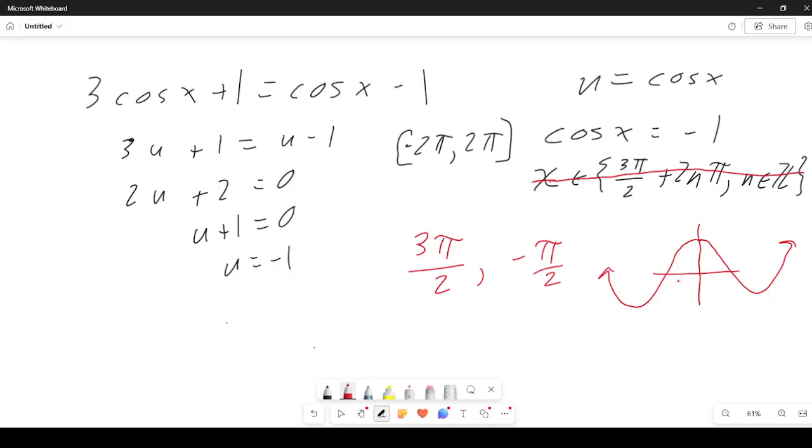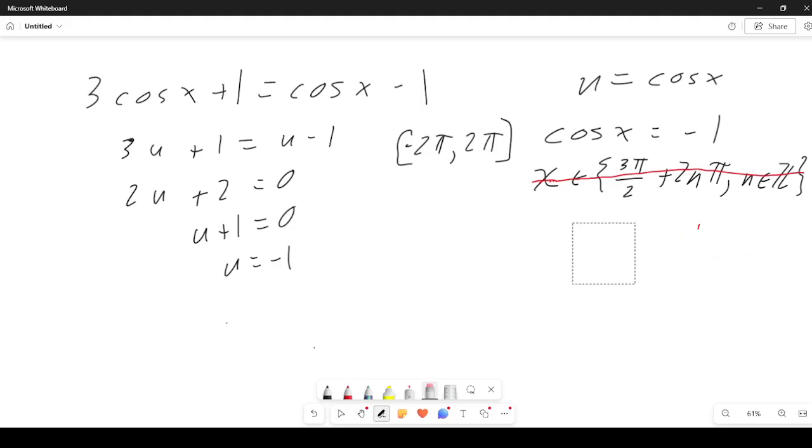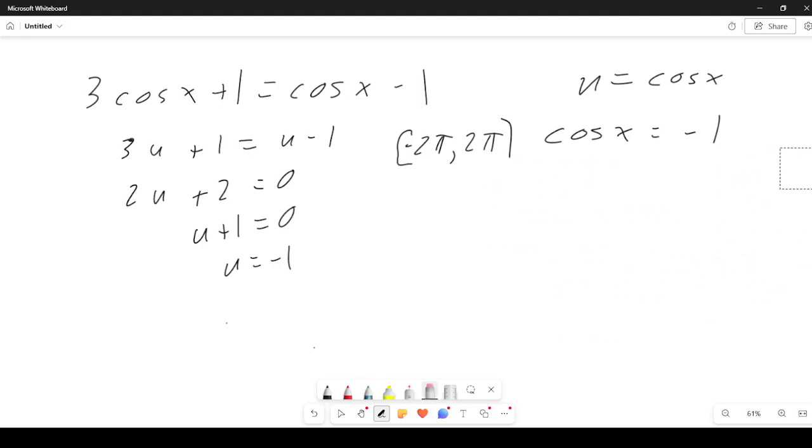I am embarrassed because that was wrong, wasn't it? Oh dear, let's rewind a bit. Maybe I'll edit this part out. Where does cosine equal negative 1? Cosine equals negative 1 over here. So that means it needs to be either pi or negative pi.